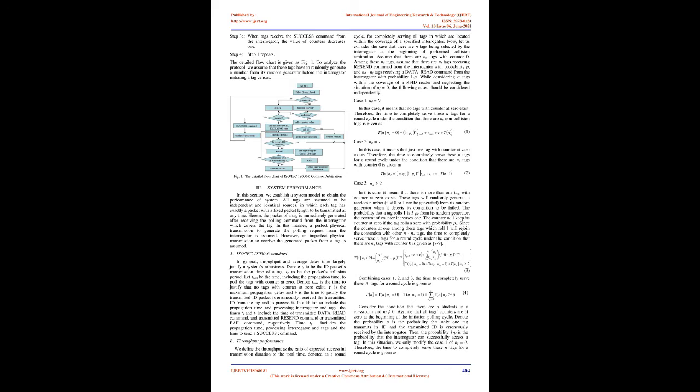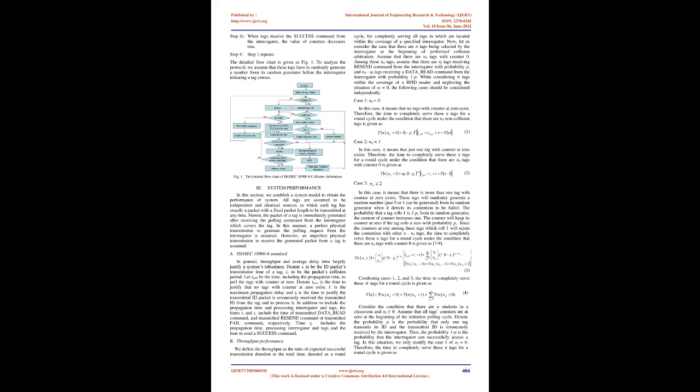3. System performance. In this section, we establish a system model to obtain the performance of the system. All tags are assumed to be independent and identical sources, in which each tag has exactly one packet with a fixed packet length to be transmitted at any time. Herein, the packet of a tag is immediately generated after receiving the polling command from the interrogator which covers the tag. In this manner, a perfect physical transmission to generate the polling request from the interrogator is assumed. However, an imperfect physical transmission to receive the generated packet from a tag is assumed.